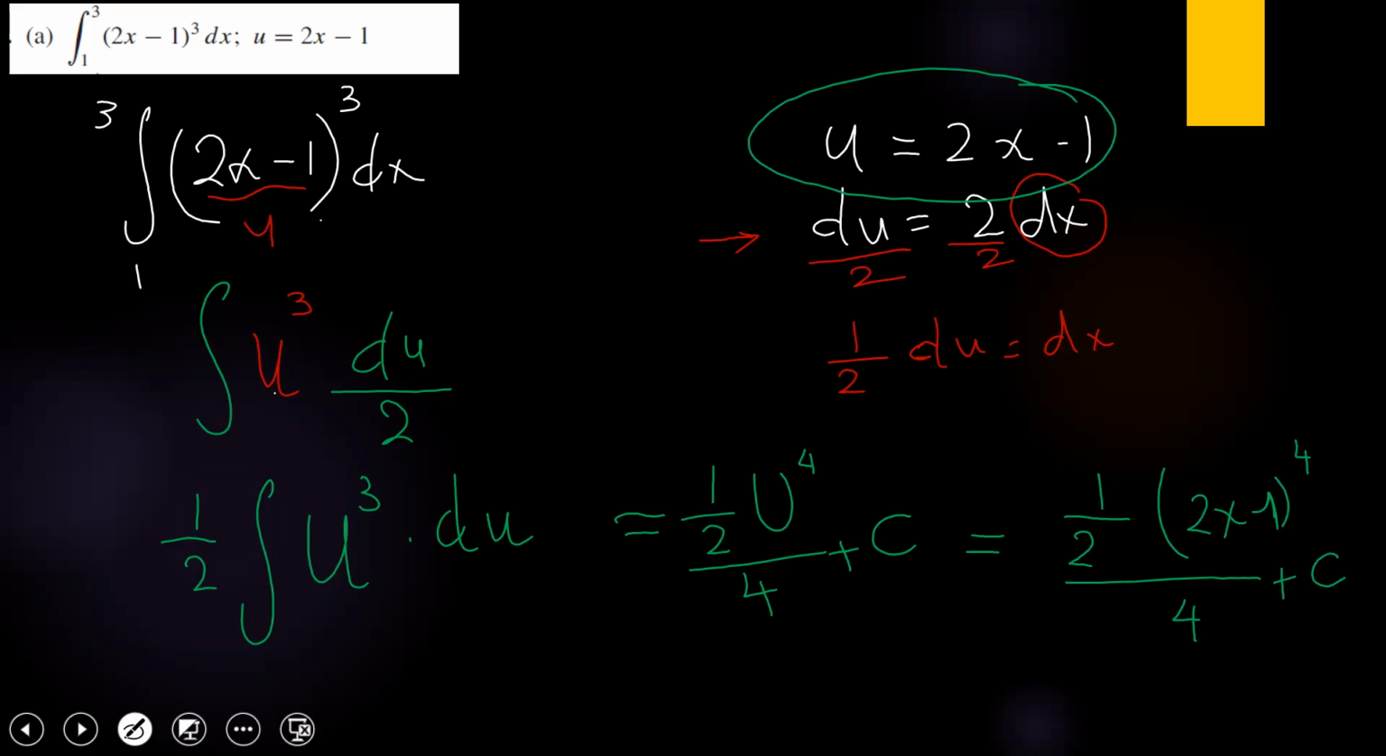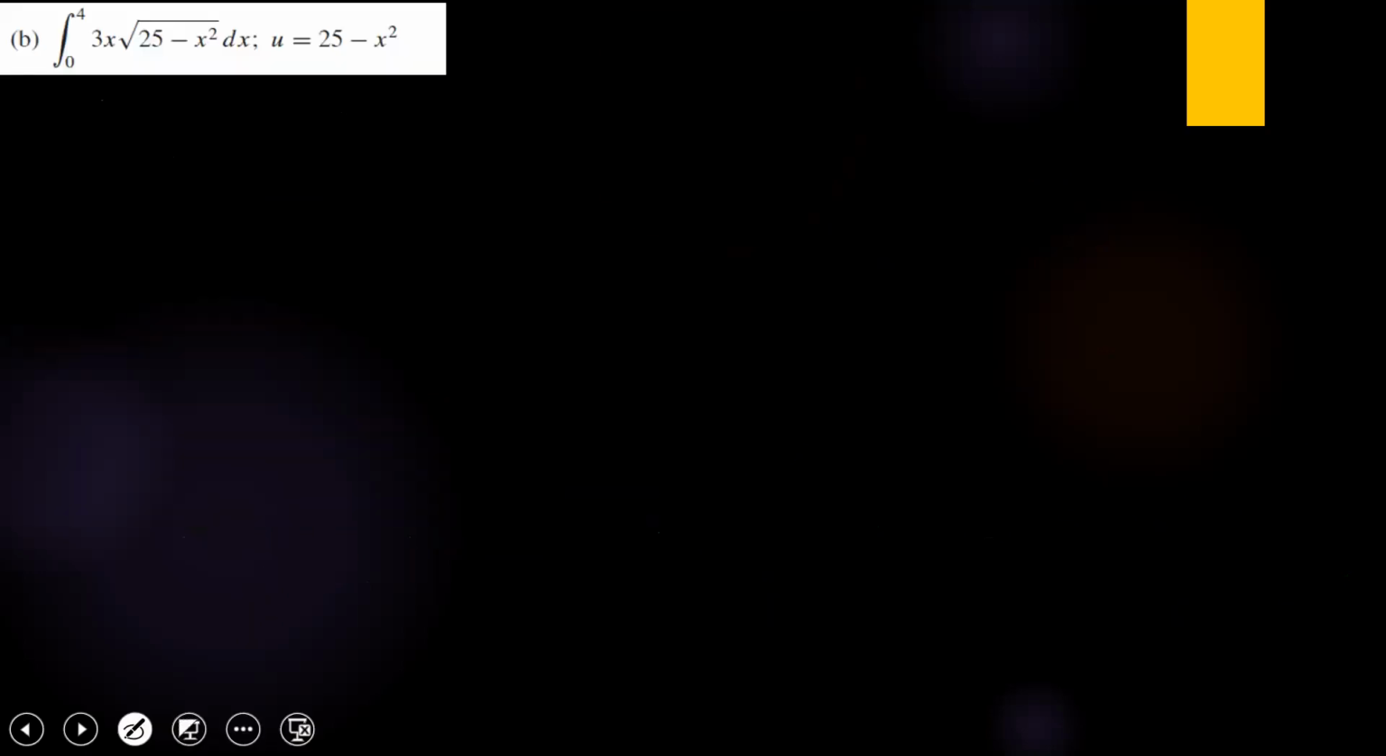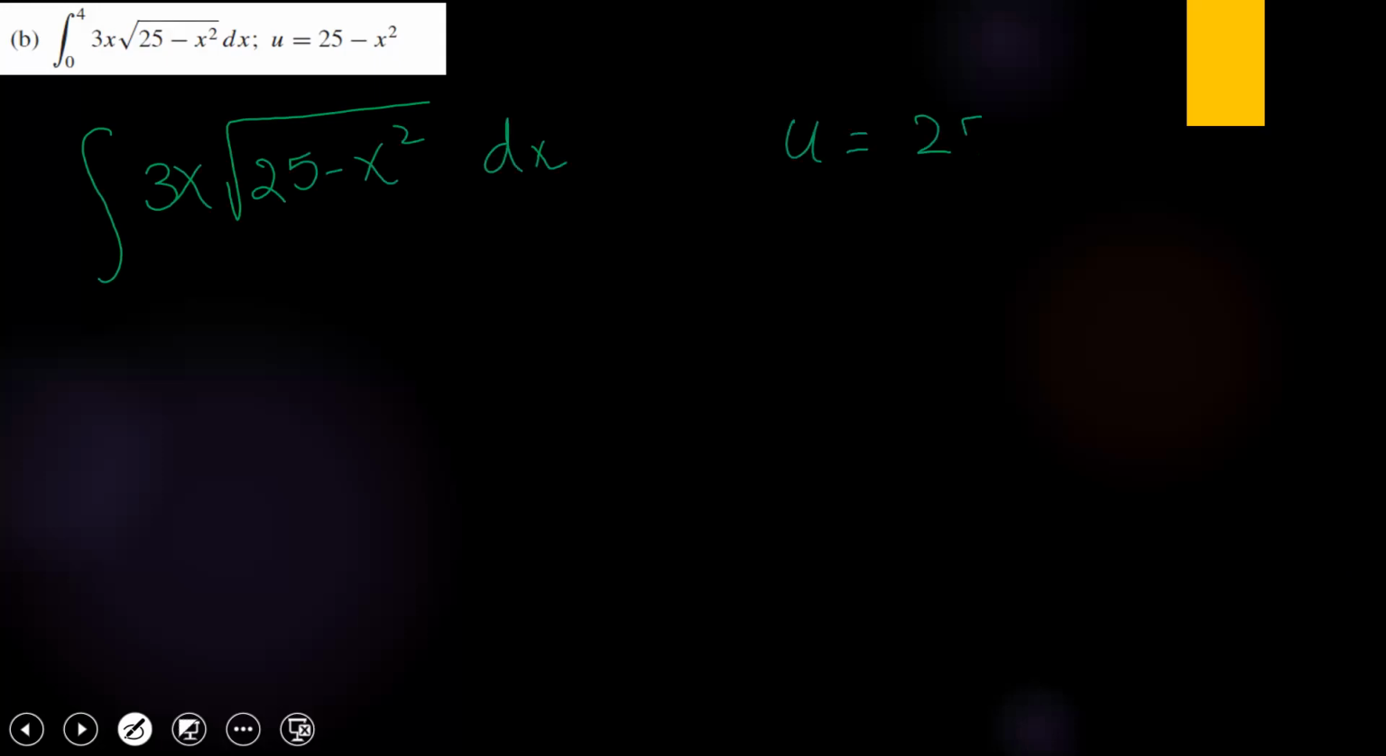Is it clear? Yes, teacher. Yeah, let's solve another example now. Here we have the integration of 3x times the square root of 25 minus x squared dx. And they told me now suppose that u is 25 minus x squared.